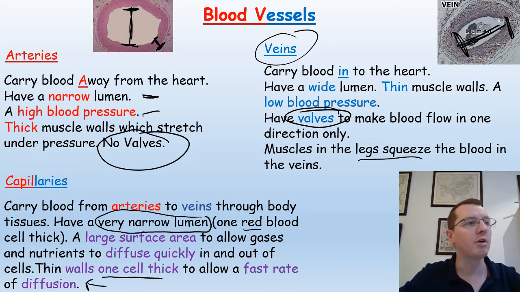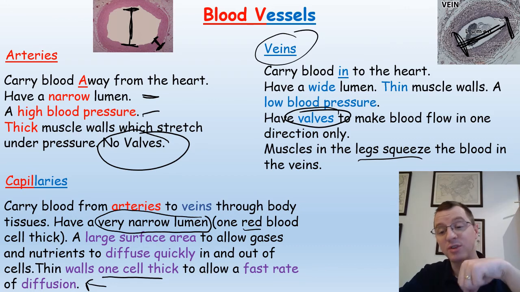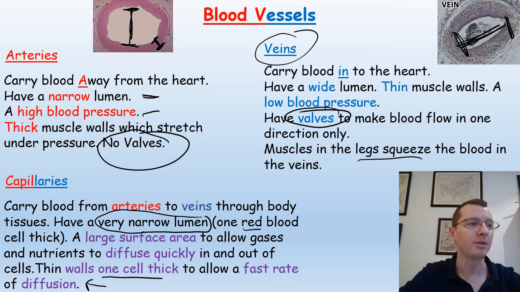So here, if you are ever asked to describe the structure of a capillary and how it is adapted to its function, you could easily get 4 marks on this. Large surface area, very narrow lumen, which allow the diffusion of gases very quickly in and out of the cells. They also have walls which are 1 cell thick. This gives you just a short distance for the gases to move in and out, and again a fast rate of diffusion.